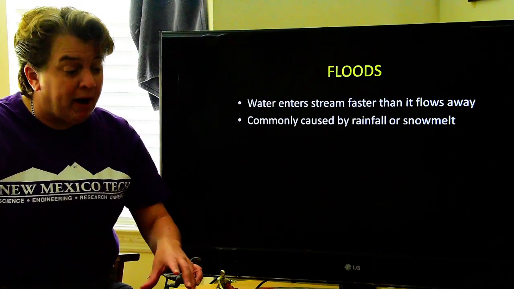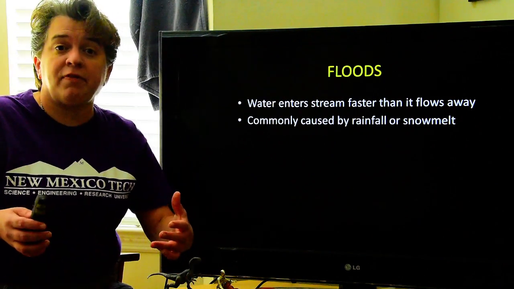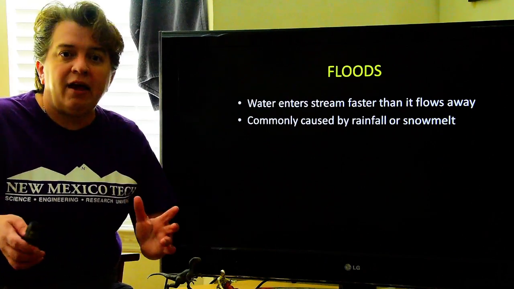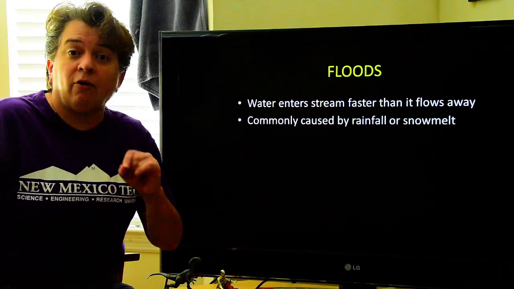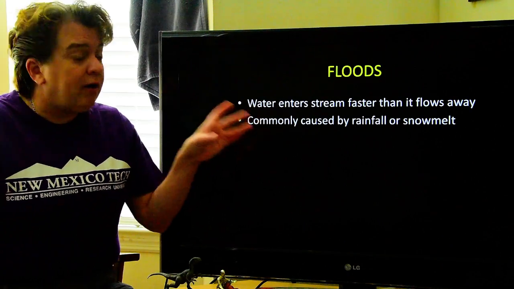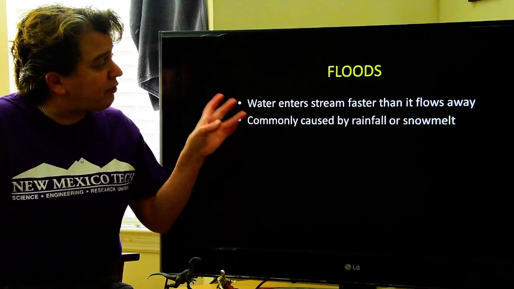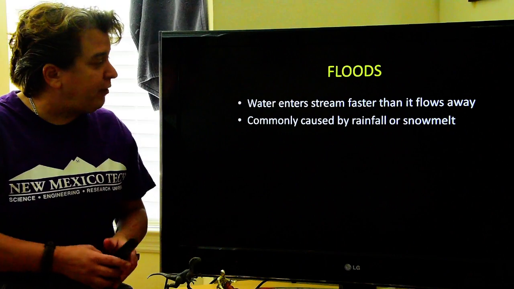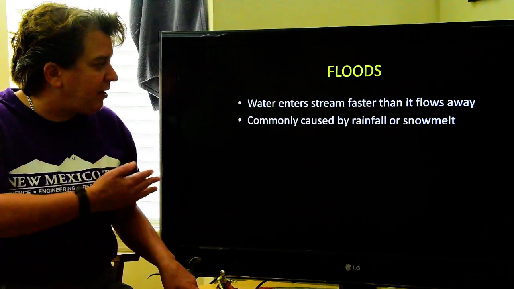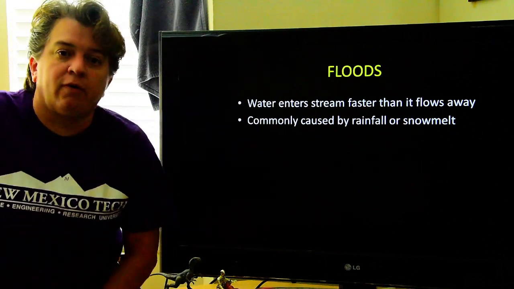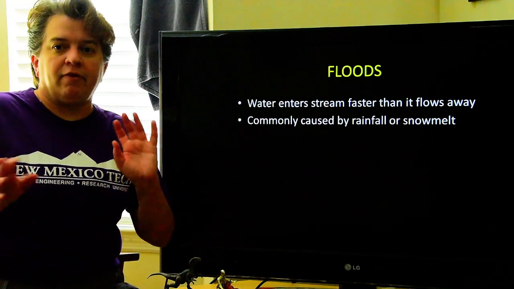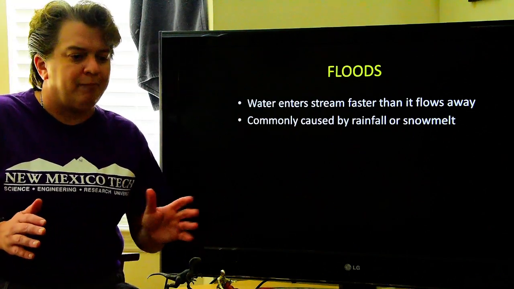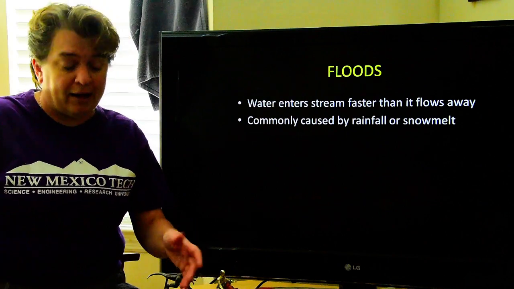We know a little bit about the different types of rivers that there are and some of their behavior, so let's talk about floods. Floods occur when water enters a stream faster than it flows away. And of course, these are commonly caused by rainfall or snowmelt, although every now and then there are other floods, like when a dam breaks or something like that.